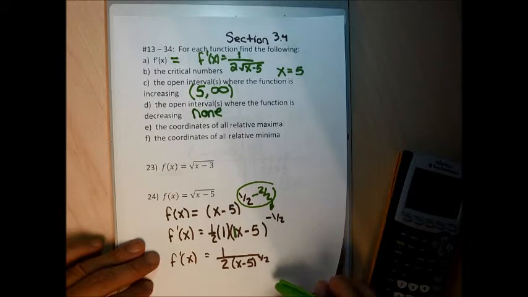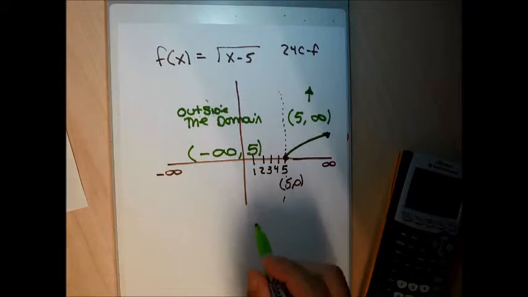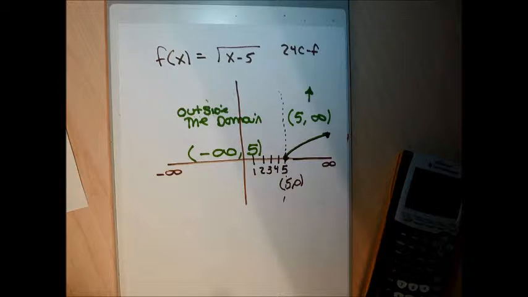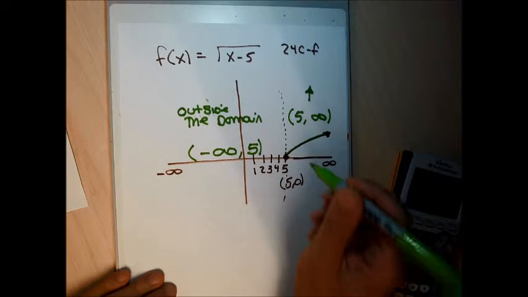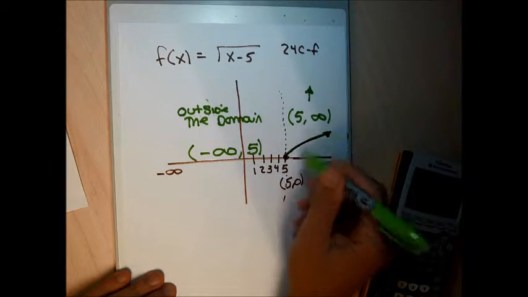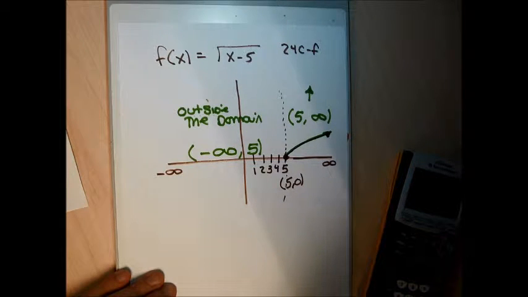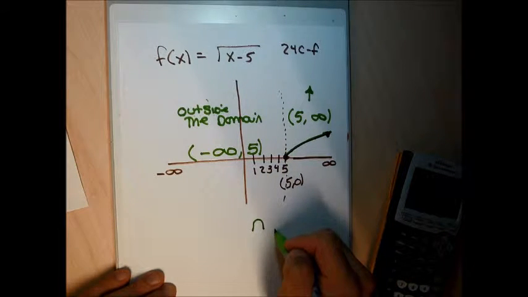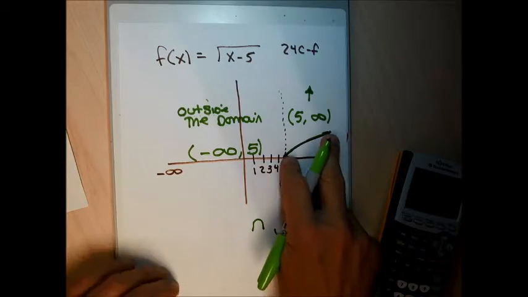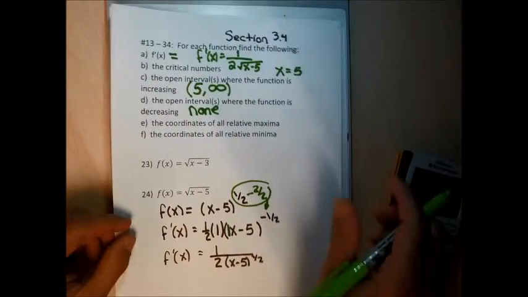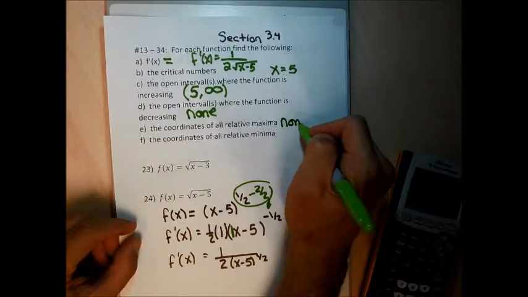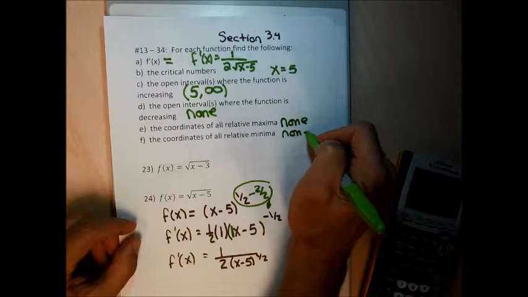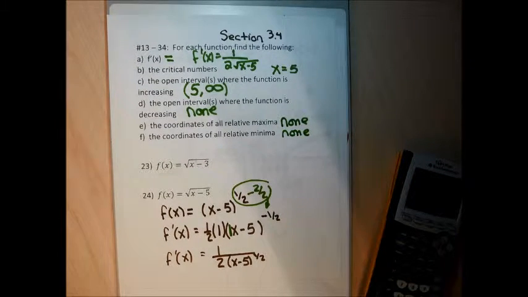In order to have a maximum or minimum point, you have to have a hump. You have to change from increasing to decreasing or change from decreasing to increasing. This graph is going up forever. It's almost like a graph of a line in some sense. It doesn't change directions, and when a graph doesn't change directions, it doesn't get any high points or low points, so it doesn't have any maximum or minimum points. So, with that being said, those are the answers.